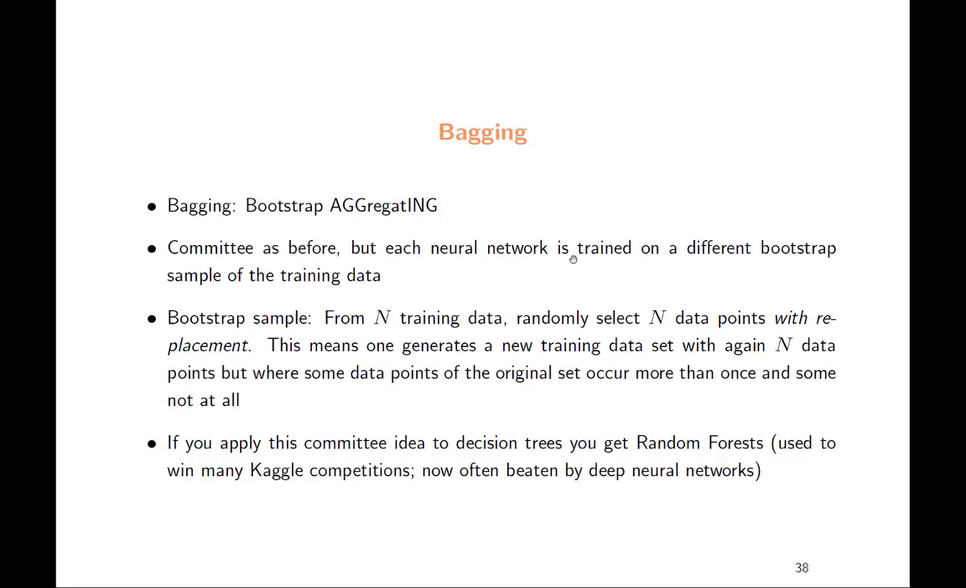One a little bit more systematic approach is called bagging. It stands for bootstrap aggregating. So it's a committee as before, and you average the predictions, but you also disturb the data for every committee member. So you add a little bit more noise to each training process. And this uses what is called a bootstrap sample. And a bootstrap is simple to explain.